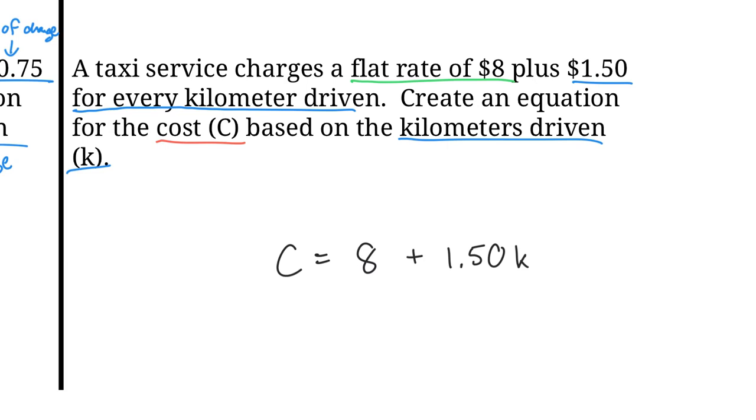So here's our equation. C equals 8 plus 1.50K. So we have this flat rate of $8. This is the starting cost. So no matter what, for 0 kilometers, you're always going to be charged $8 plus $1.50 for every kilometer that you're driven. And this $1.50 is a rate of change.